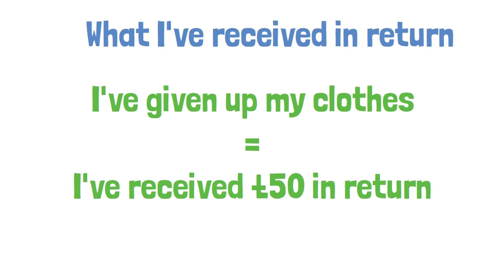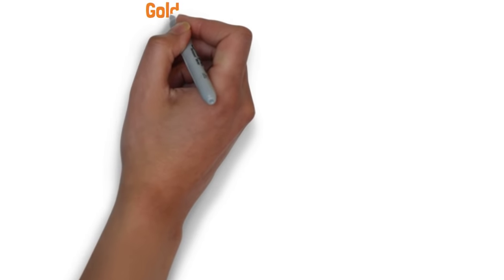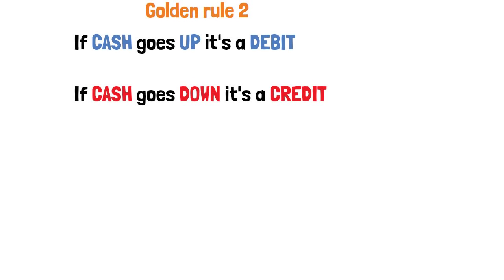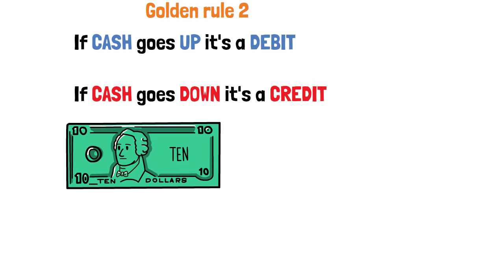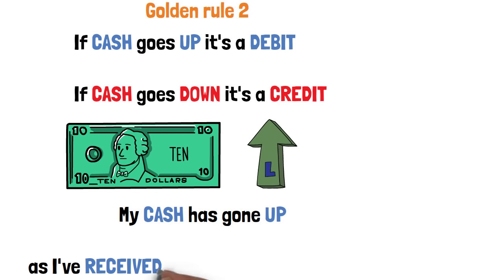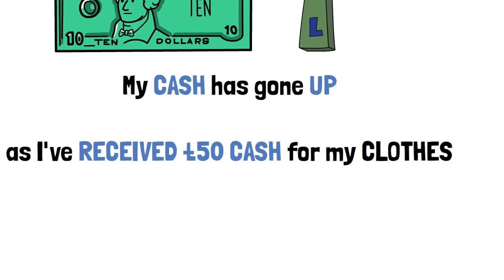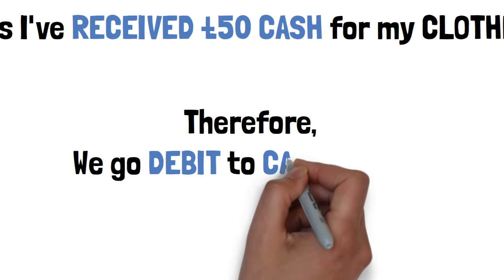Now let's go to golden rule number 2. If cash goes up, it's a debit. If cash goes down, it's a credit. My cash has gone up because I've received £50 cash for my clothes. Therefore, applying rule 2, I must go debit to cash for £50.